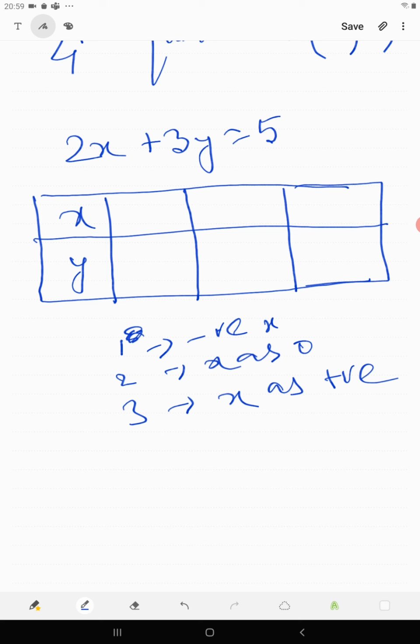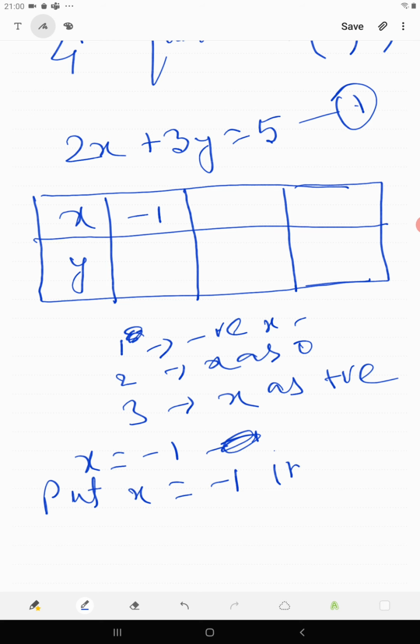So let's take x equals to -1. So I took x equals to -1. You can take any value, -1, -2, -3. Take at least one negative value for x. I am taking x equals to -1, the nearest one to the origin. So put x equals to -1 in the given equation, equation 1.